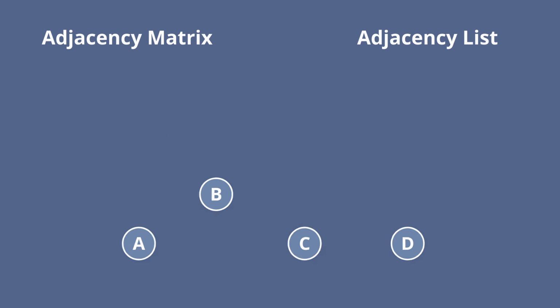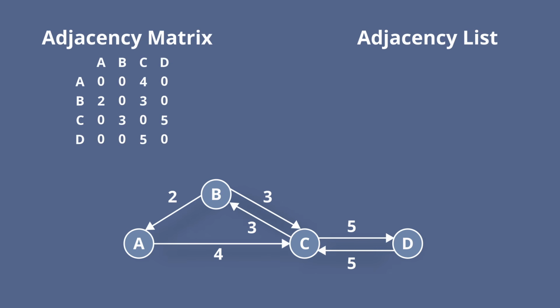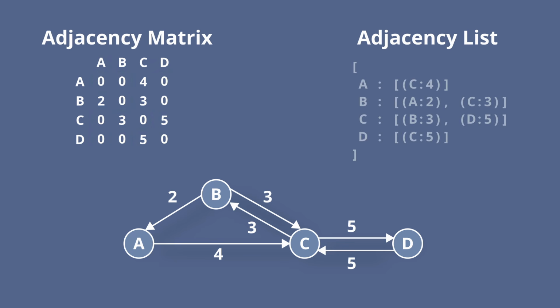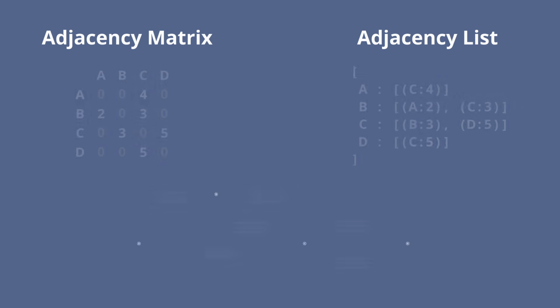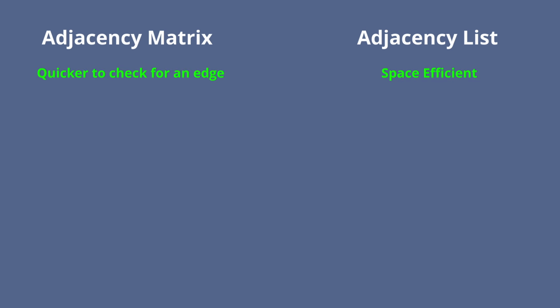Now you may be wondering when to use an adjacency matrix versus an adjacency list. Let's take our graph and matrix from earlier. Since we only need to know whether an edge exists between two nodes or not, we don't care about all these zeros. This is different to our adjacency list, where we only store information about existing edges. Therefore, our adjacency list is more space efficient. However, the benefit of an adjacency matrix is that it is generally quicker to check if an edge exists between two nodes than when using an adjacency list.